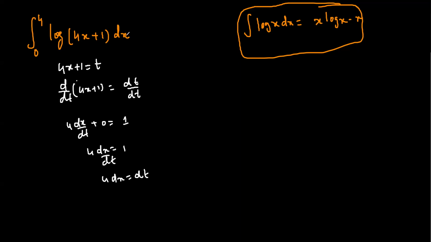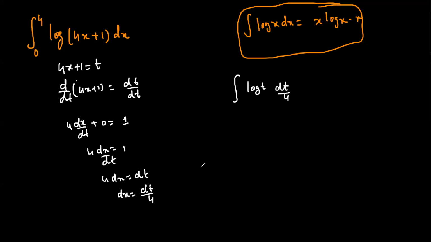If dx over dt is there, then I can put it here directly. But we need only dx, because when you are replacing this, you also have to replace the limit. That's why we need the derivation of this. So when you replace this with t, dx will also be replaced. So what is the value of dx? dt over 4.